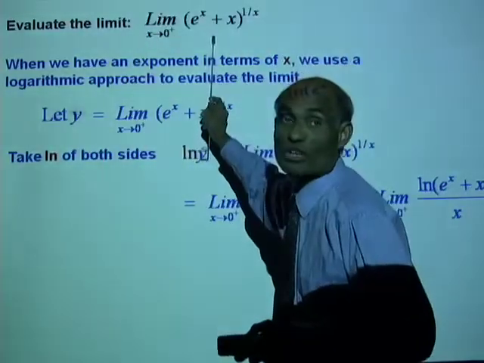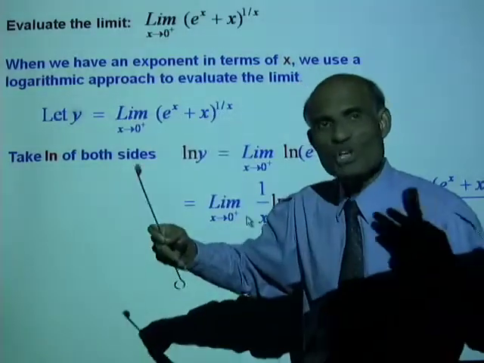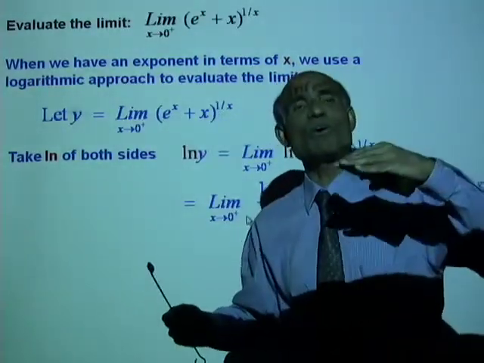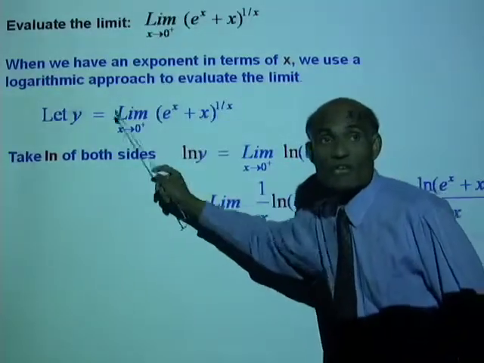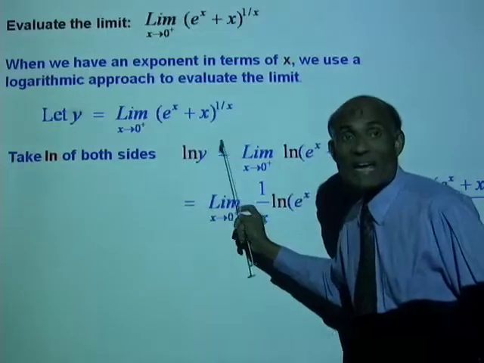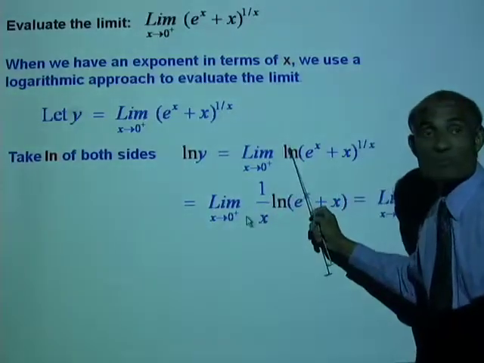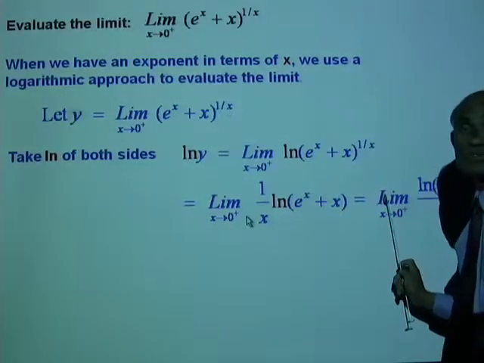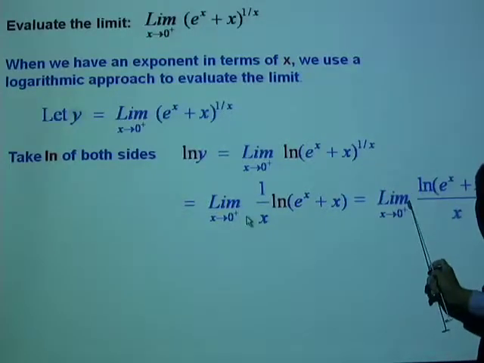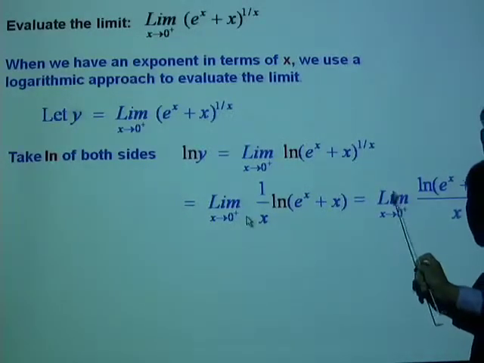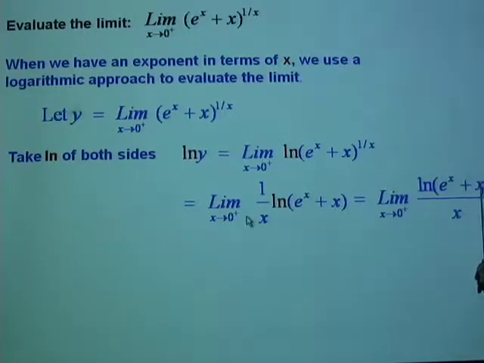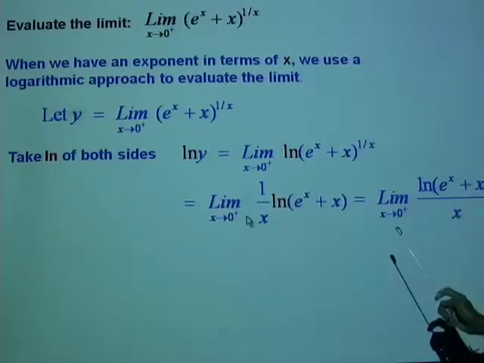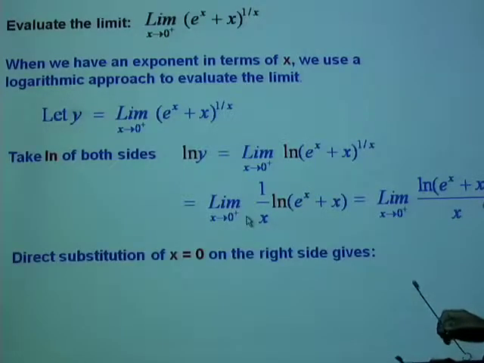Now, our original expression actually was not of f of x over g of x form, but by calling it equal to y and taking ln of both sides and simplifying the right hand side, you can see what the right hand side has now become. The right hand side is limit x approaches 0 from the right, ln of e to the power of x plus x, over x. This is now of the form f of x over g of x.